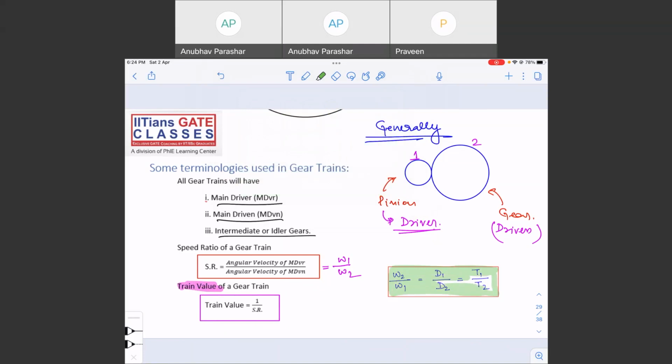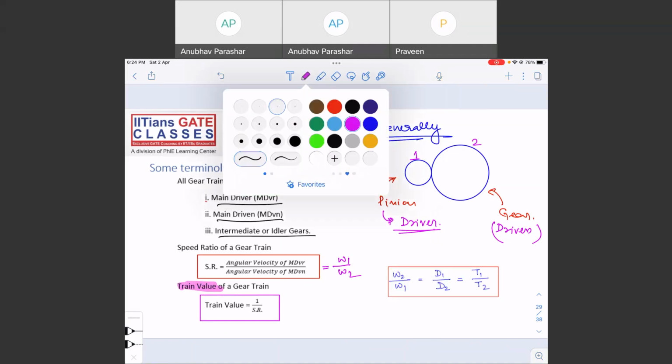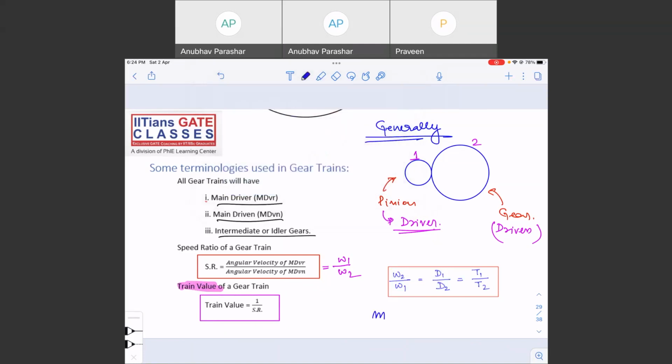It is very easy because the module of two gears has to be equal, right? What is module? Module kya hai? Module of gear 1 should be equal to module of gear 2. From this you can derive this: omega 2 by omega 1 is equal to d1 by d2, right?